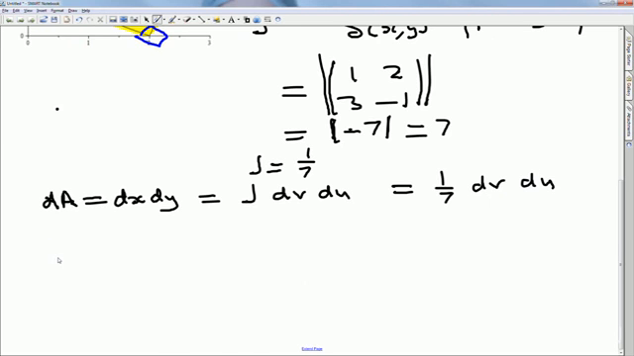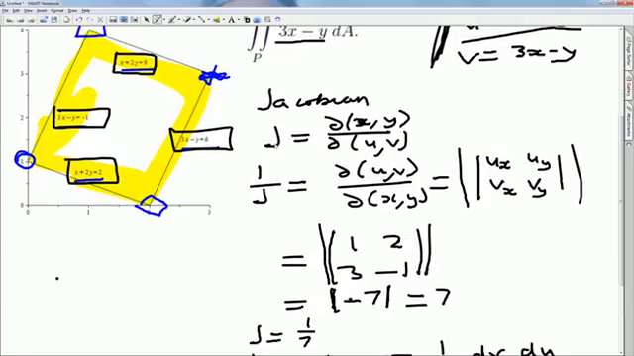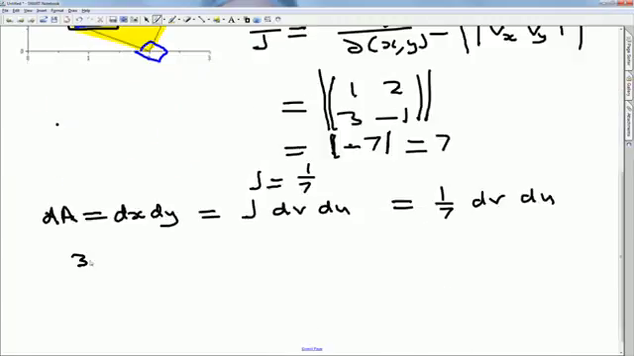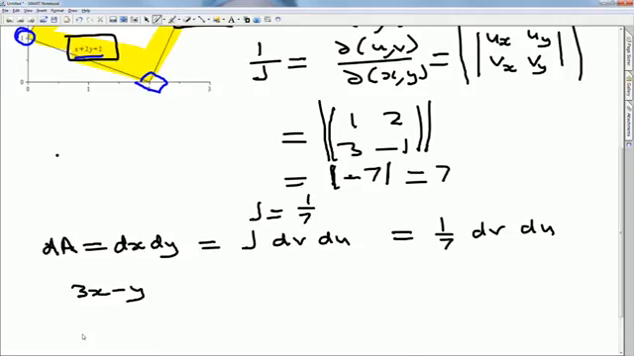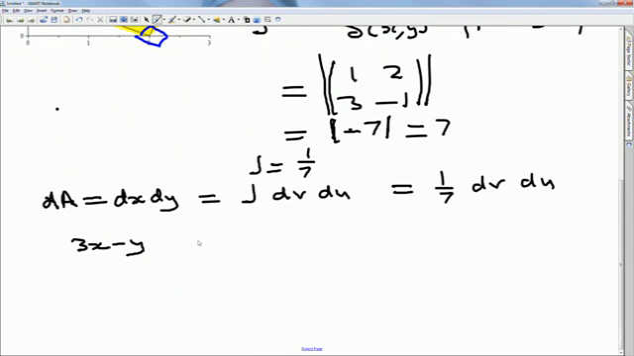We also need to change the integrand. The integrand before, just looking at it, was 3x minus y. That's the integrand we need to change. Normally, you get the functions for x and y in terms of u and v, sub them in, and it gives you a new expression in u and v. But in this case, you go, hold on a sec. I let v equal 3x minus y. So 3x minus y is just equal to v. I don't actually have to do the inverse transformation directly. I already know what that is, and fantastic, done. Makes it easy.